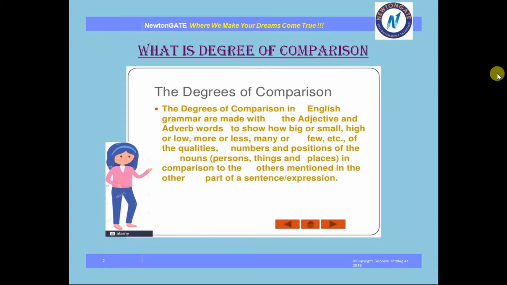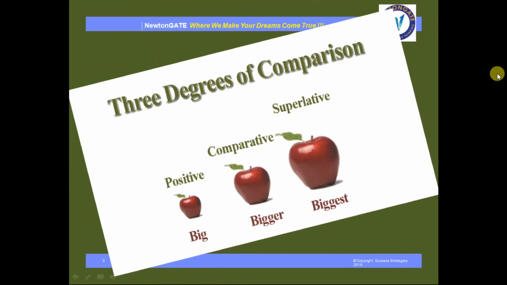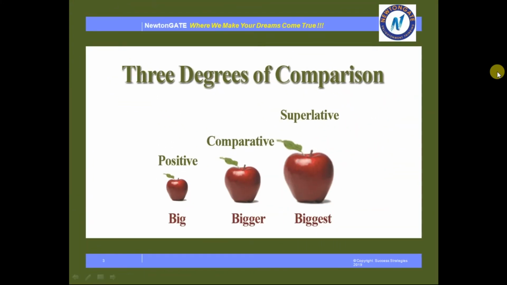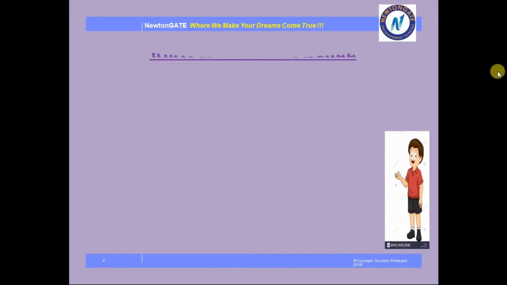Now, how do we use degree of comparison? That is the first question. See, there are 3 degrees of comparison. One is positive, second is comparative, and the third is superlative. Now you have to understand where you will use the positive degree, comparative degree, and superlative degree. This is the first thing you must know.